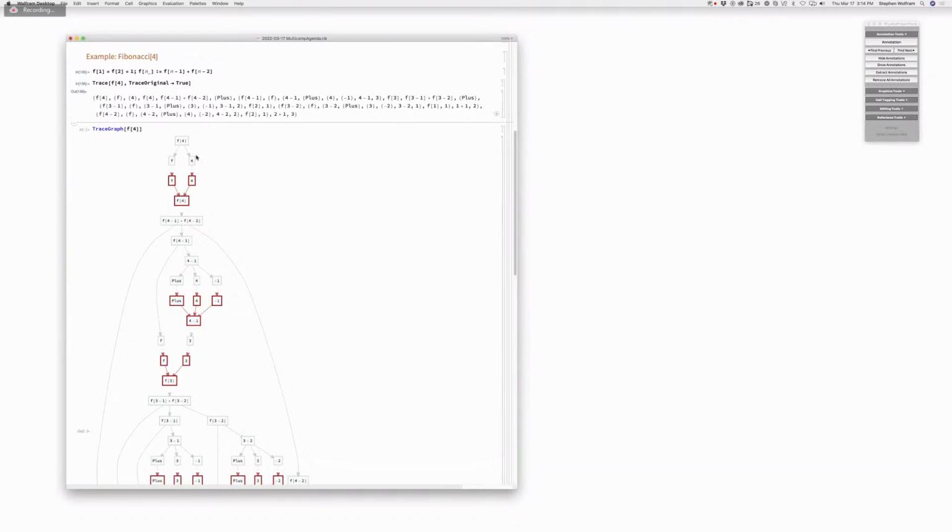So F of 4 is structurally F4. Well, I don't really understand that, but yeah, okay. And then this red means an evaluation event. Is that right? Yep. So the F and the 4 both evaluated to themselves. Okay.